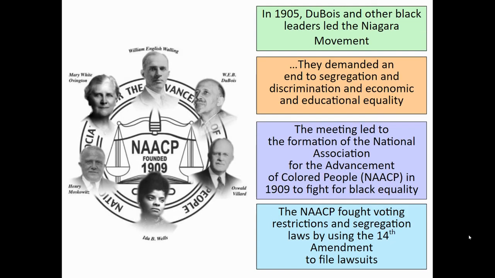And in 1905, Du Bois and some other Black leaders are going to create the Niagara Movement. They're going to demand an end to segregation, discrimination, economic, and educational equality. And their meeting is going to lead to the formation of a very important group that still exists today, which is the NAACP, or the National Association for the Advancement of Colored People. Most people say NAACP and not write out the entire words for it. But it was established in 1909 to fight for Black equality, and they fought against voting restrictions and segregation laws by using the 14th Amendment to file lawsuits, and they are still fighting today on behalf of colored individuals for equal rights.